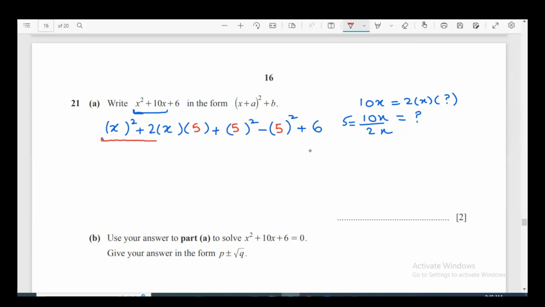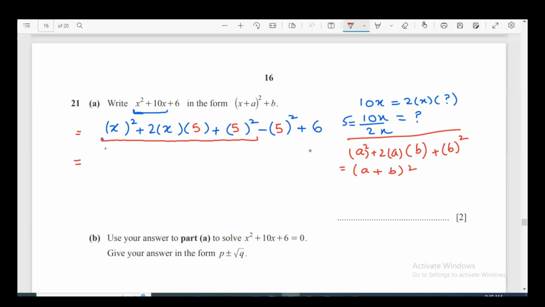Now x square plus 2x times 5 plus 5 square is an identity. Recall the identity: a square plus 2ab plus b square is a plus b whole square. So x square plus 2x times 5 plus 5 square is x plus 5 whole square, according to the identity.